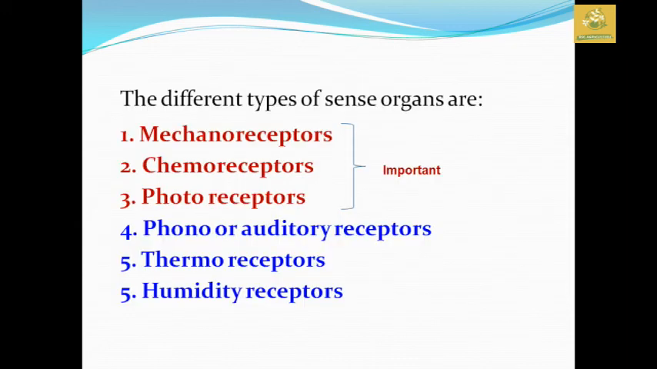While seeing the different types of sense organs, there are three common receptors which are important in the insect body. They are known as mechanoreceptors, chemoreceptors, as well as photoreceptors. You must remember these three in each and every insect, and the other three extra sensory organs in insects are phonoreceptors or auditory receptors, thermal receptors, as well as humidity receptors.